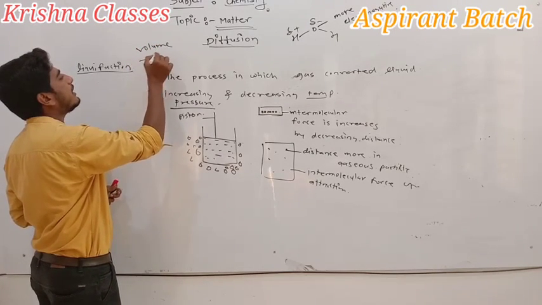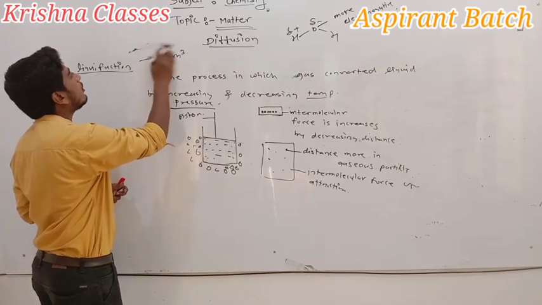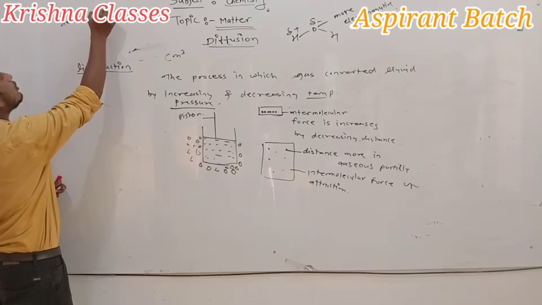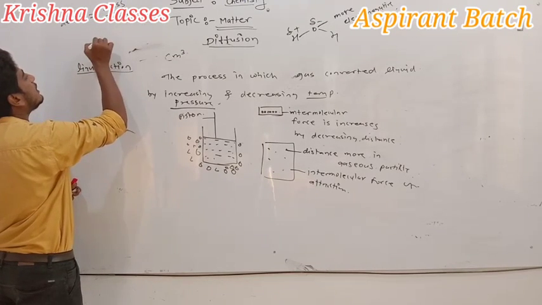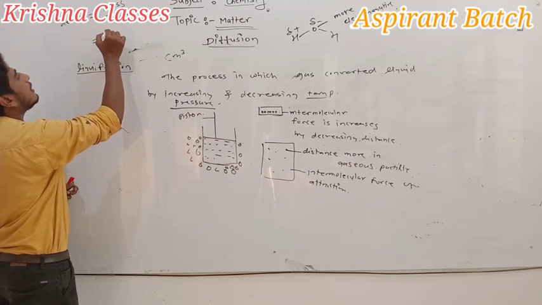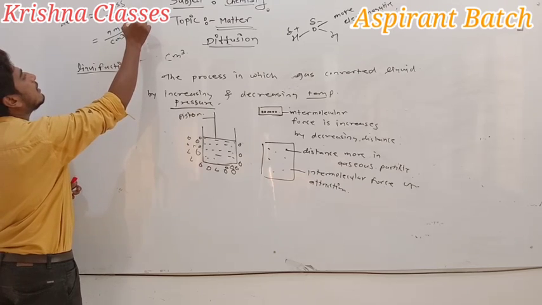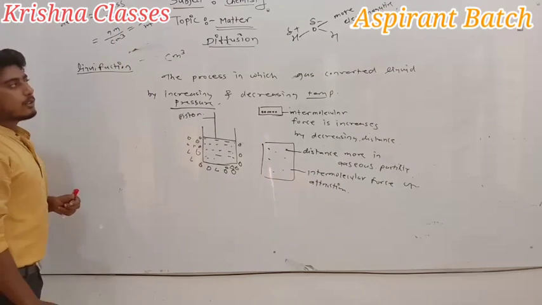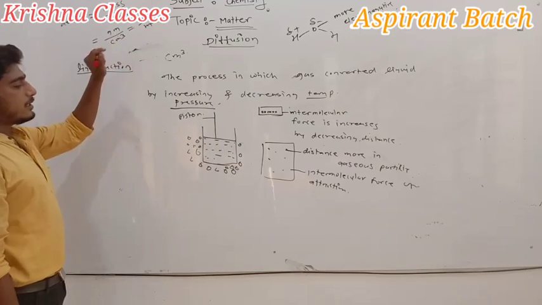We know that volume is measured in centimeter cube. Density is equal to mass upon volume, and the unit is gram per centimeter cube. Also it is measured in kilogram per meter cube. These are two different units: one is for the SI and one for the CGS.